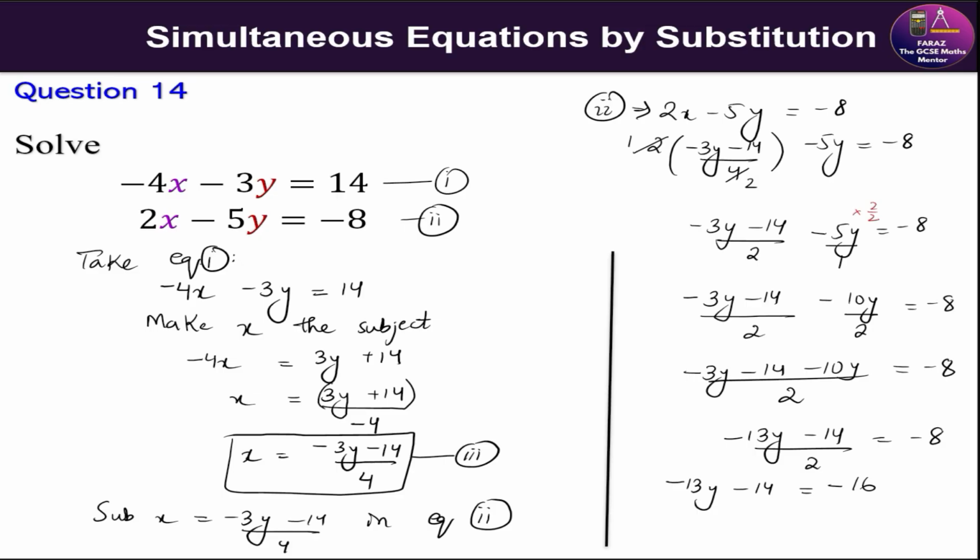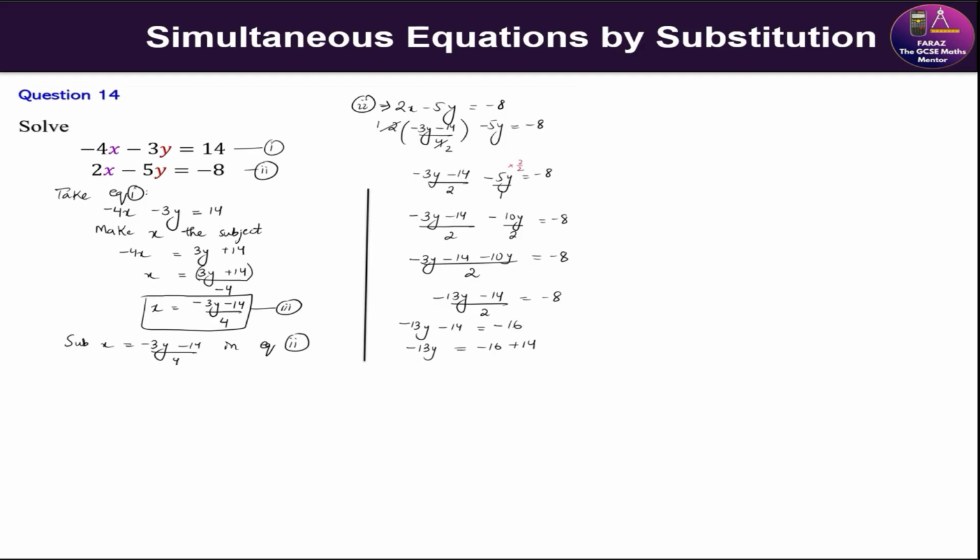Then after this step, we can simply shift this negative 14 to the other side. So negative 13y equals negative 16 plus 14. Alright, let's continue from here. Negative 16 plus 14 is negative 2 there. Therefore y equals negative 2, dividing negative 13 on both sides. It will give you y equals negative 2 over negative 13, and if we divide two negative signs, the result is always positive. So y equals 2 over 13.